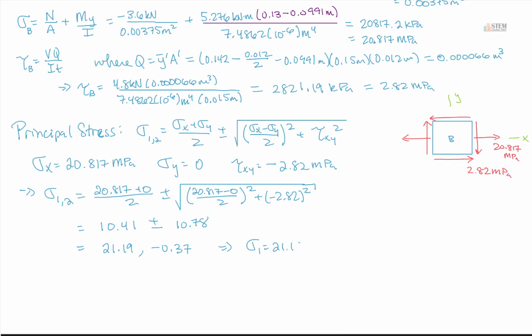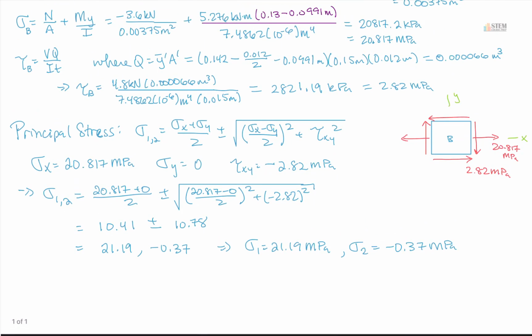So that'll be 21.19 megapascal. And then sigma 2 is going to be negative 0.37 megapascal. All right, and those are the principal stresses. That's really all it asked for. If we want to know the orientation, so we can draw it on an element, which actually we need to do that.